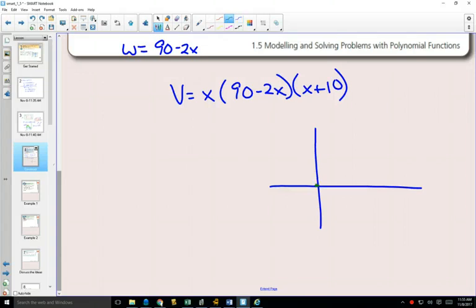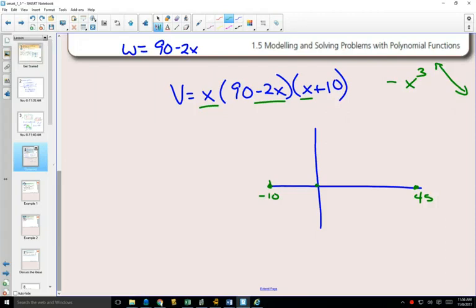I know that one x-intercept is at 0. Where's another x-intercept? Negative 10. And the last one? 45. What kind of graph is this? X squared, x cubed, x to the 4, x to the 5? It's cubed. And will it be a positive x cubed or a negative x cubed graph? It's a negative x cubed graph. Because if you take your x, multiply by negative 2x, multiply by x, you will get a negative 2x cubed. So it will act like a negative x cubed graph whose end behavior acts like a line with a negative slope.